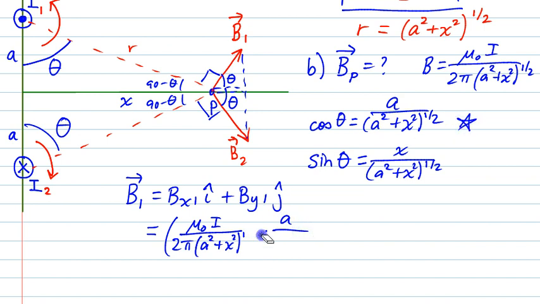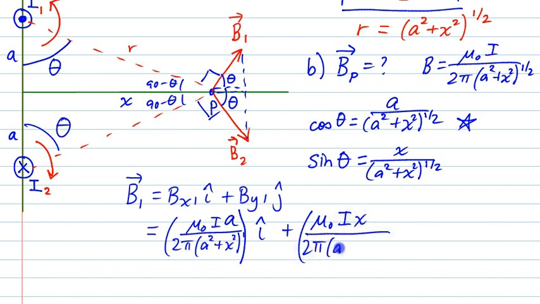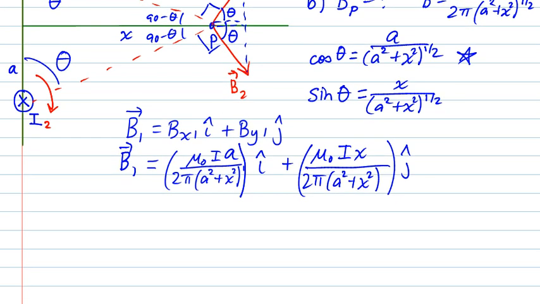So rather than writing all that mess, we'll just put it like this. How's that? And then for the y component, it's going to be mu naught I x over 2 pi a squared plus x squared j hat. So that is the magnetic field due to wire 1.